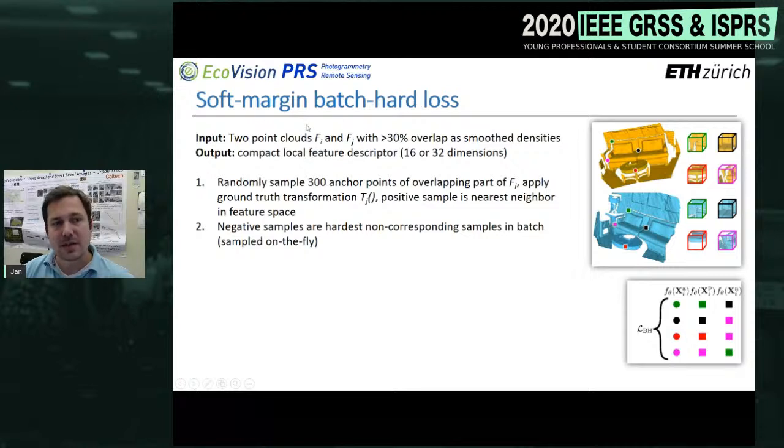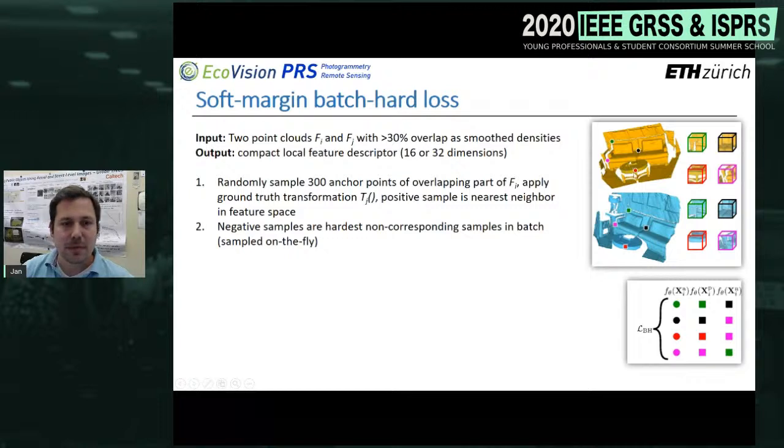So just to explain this, the input are two point clouds. So those are the two point clouds here on the right side with an overlap of at least 30% as smooth densities. And the output then, after all the processing, is a very compact local feature descriptor for those points. So what we do is that we randomly sample 300 anchor points. So those are these round points here of the overlapping part. And the next is that we also do this transformation with the other point cloud. Now this is for the training case.